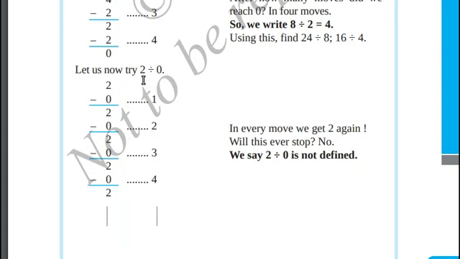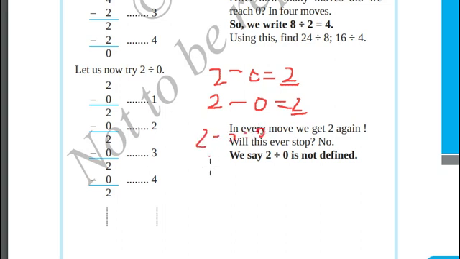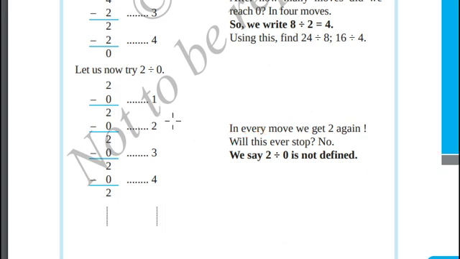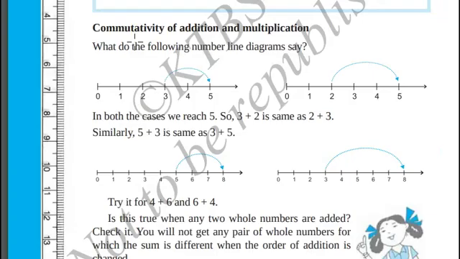But what about 2 divided by 0? 2 minus 0 is equal to 2. Again we are subtracting this number with 0. 2 minus 0 is equal to 2. Again we are subtracting with this new number 2. 2 minus 0 is equal to 2. This follows infinitely. We don't have an end for this. We say any number divided by 0 is not defined.